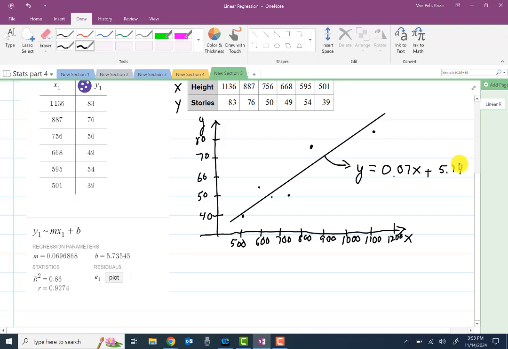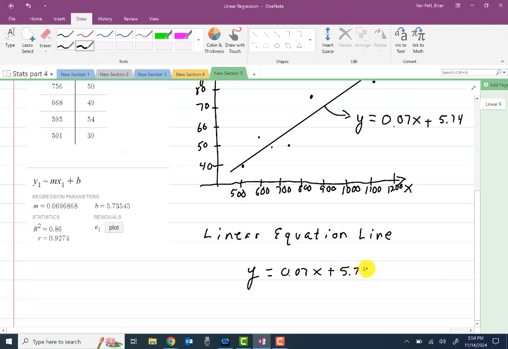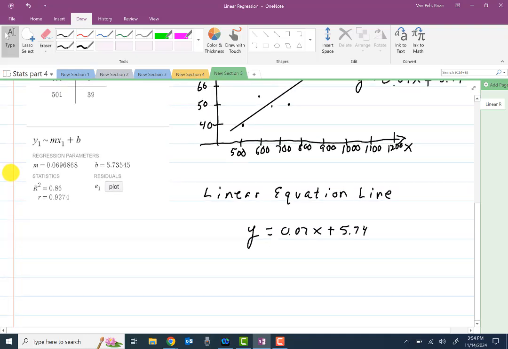That's the equation that you're going to do your predictions with. So let me write these down then. So the linear equation line is this: y equals 0.07x plus 5.74. Not only that, they give another number in here too. This guy right here. We'll talk about that in a minute. But that R is called the goodness of fit. And we'll talk about its purpose after I finish this problem.